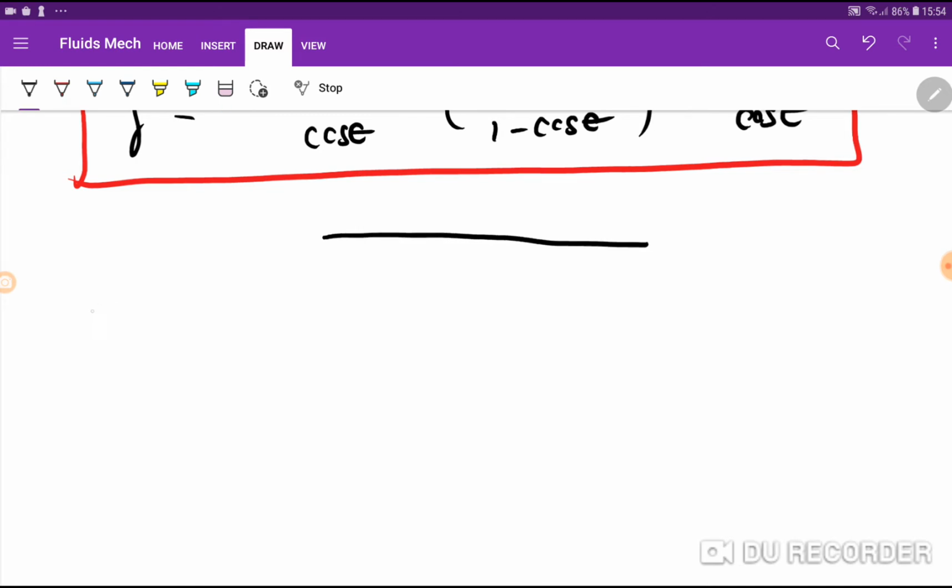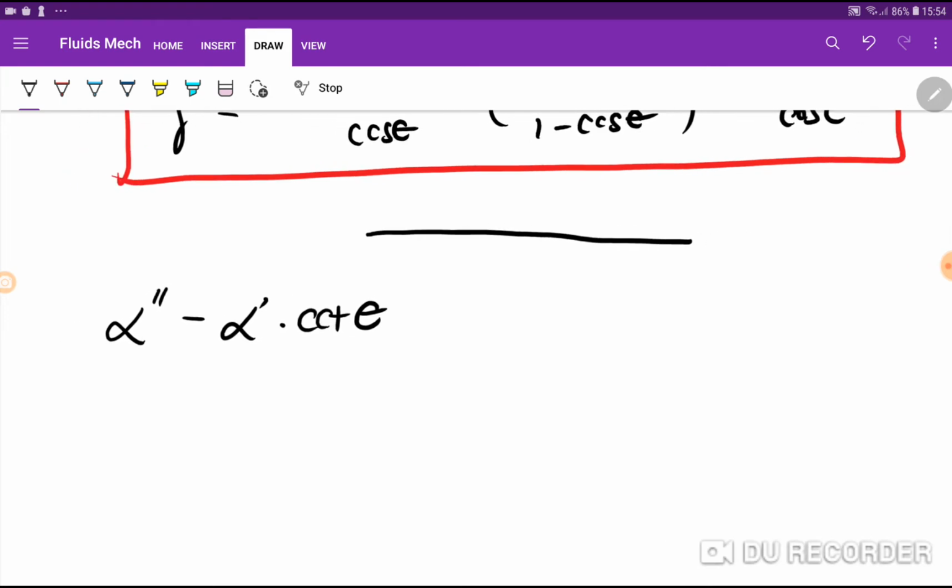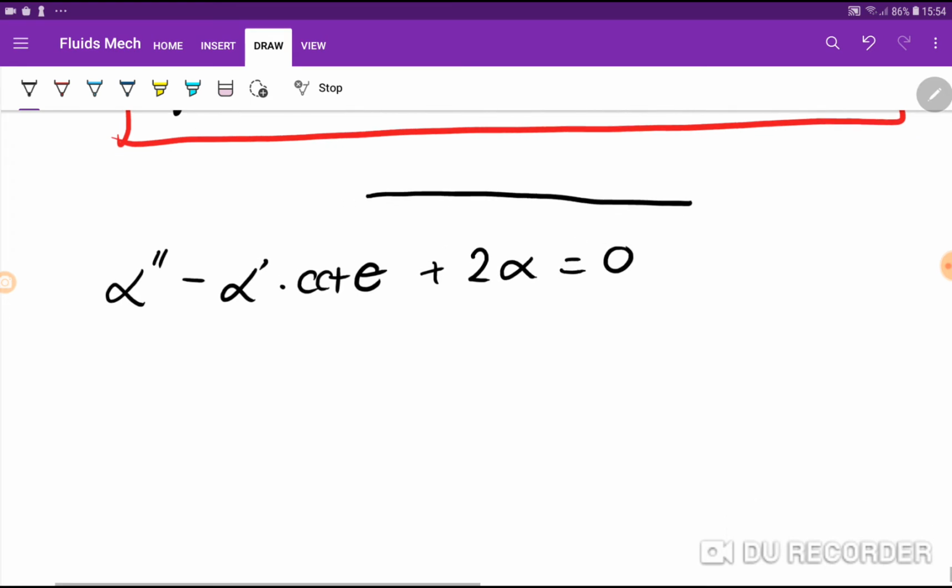Do you remember this equation? Cotangent theta alpha prime, plus 2 alpha equals 0. Dr. Mehmet came up with the answer immediately. He said alpha equals sine theta squared, and let me denote this equation 9. When he plugged it into equation 9, it made sense. It's correct, it equals 0. So yeah, alpha is sine squared.